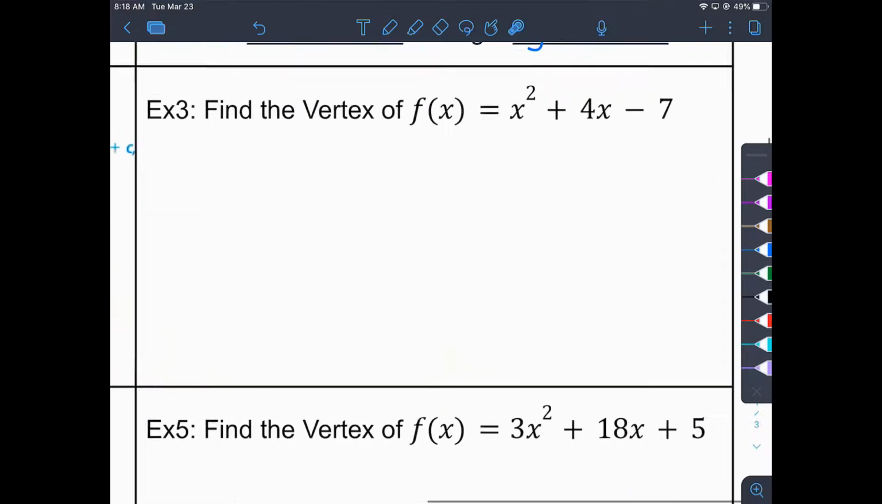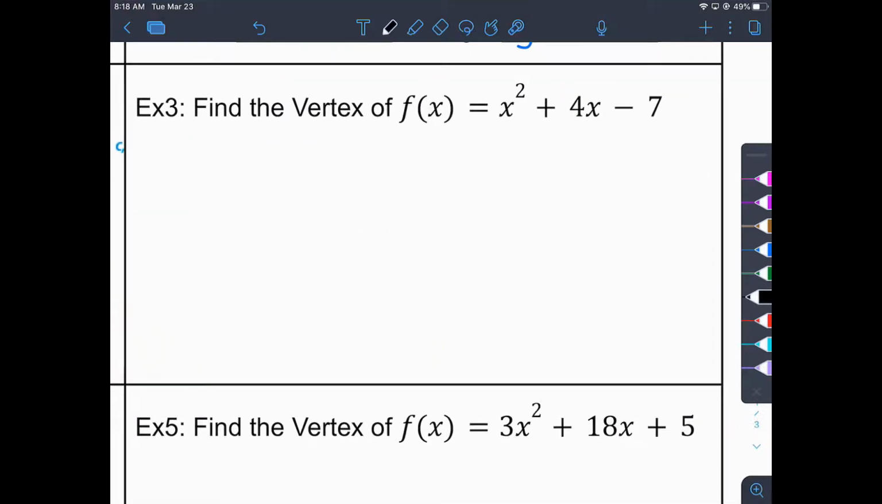So let's start by listing the A, the B, and I guess we might as well list the C, although we don't need it for the vertex. So what is the A value on this? Well, it's the number in front of the x squared term. In this case, since it's not written, that number is a 1. What about the B value? The B value is a positive 4. And what is the C value? Well, it's a -7.